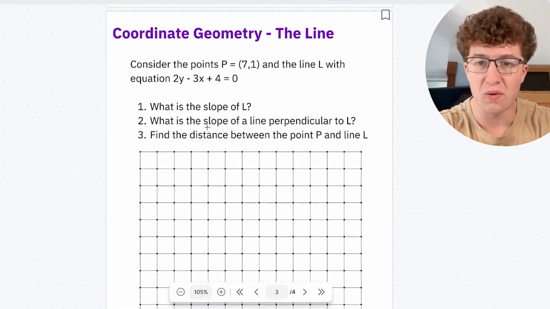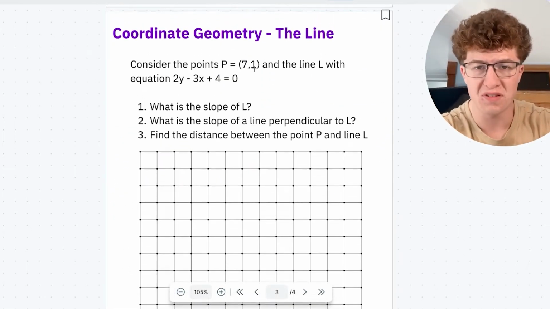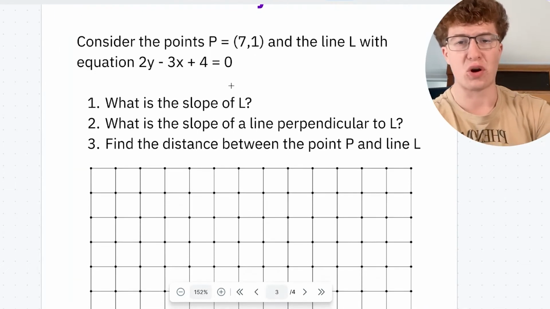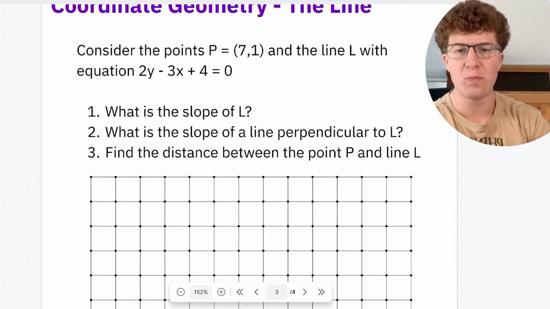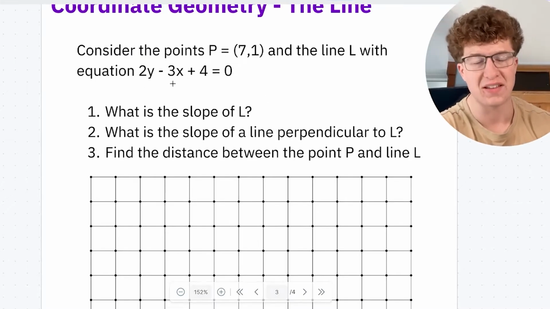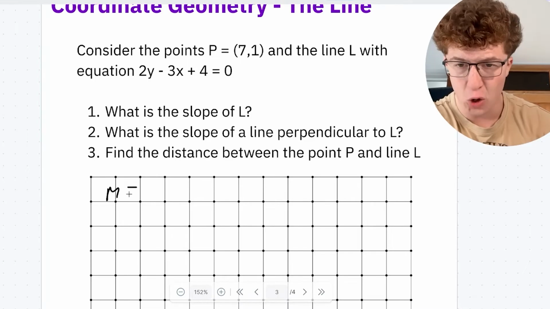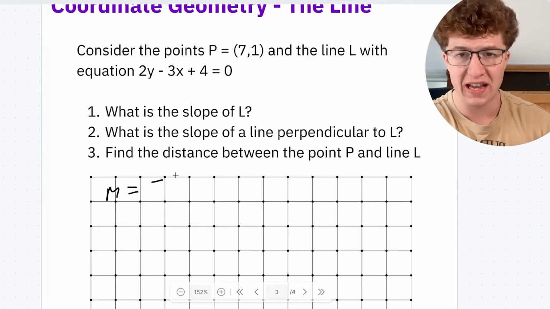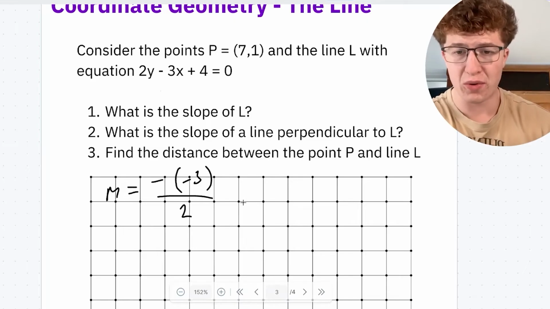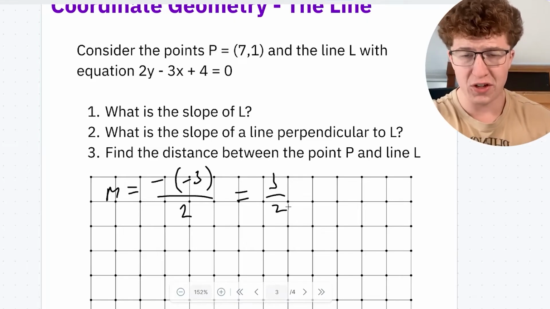This next question here, we have a point P, 7, 1, and a line L with equation 2y minus 3x is equal to 4. What is the slope of the line L? There is a formula in the sheet that tells you the slope is equal to negative the number in front of the x, which in this case is minus 3, divided by the number in front of the y, which is 2. So it'd be 3 over 2.